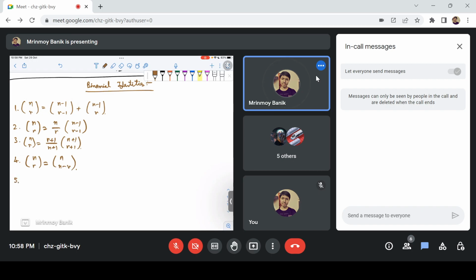Fifth one is if you take this sum, i runs from 0 through n, nCi times nC n minus i, which is the same as nCi squared using this identity. This is equal to 2nCn.